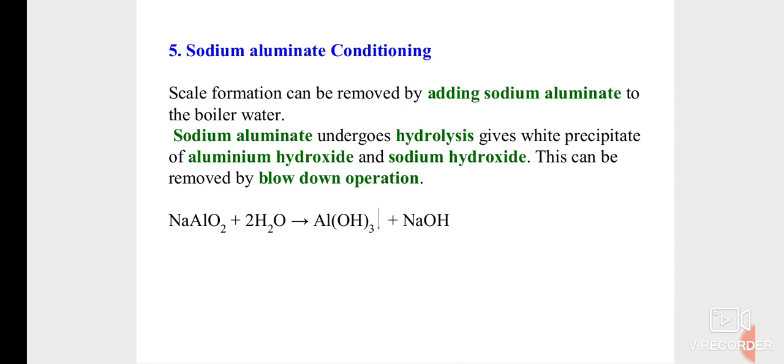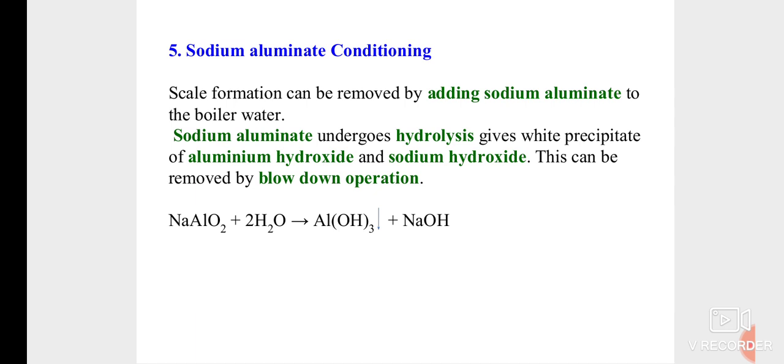The most important one is the calgon conditioning. The calgon conditioning uses sodium hexametaphosphate. In that, calgon conditioning is a complexometric reaction. So Na2[Na4(PO3)6] can be converted into calcium hexametaphosphate, which is an easily soluble substance. So the very, very important one is the calgon conditioning. You have to prepare the calgon conditioning thoroughly.